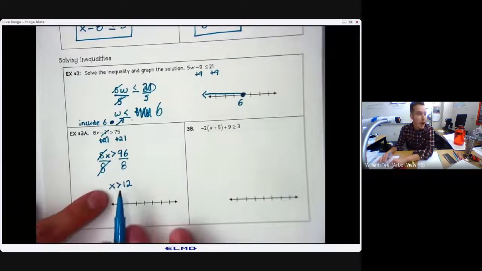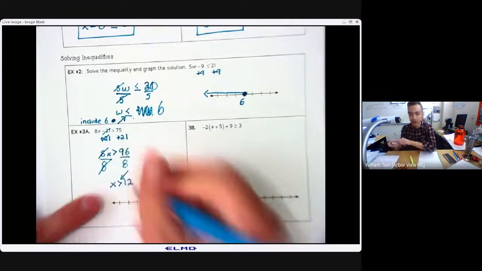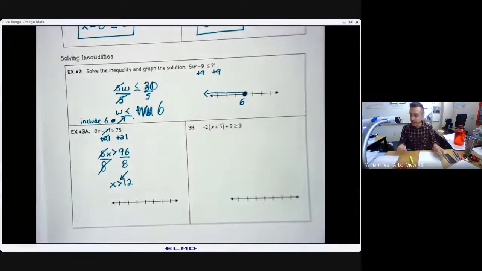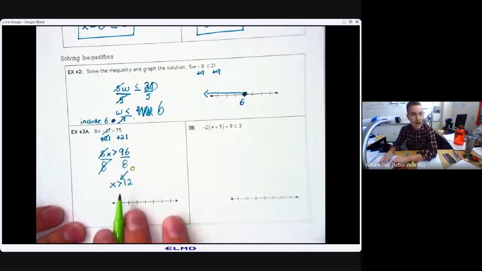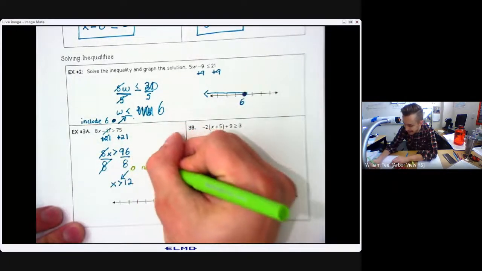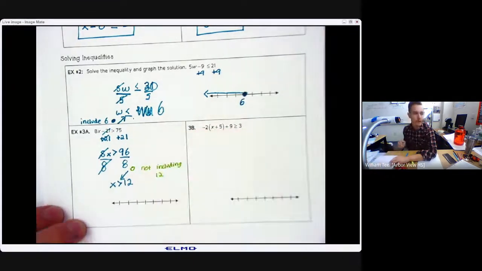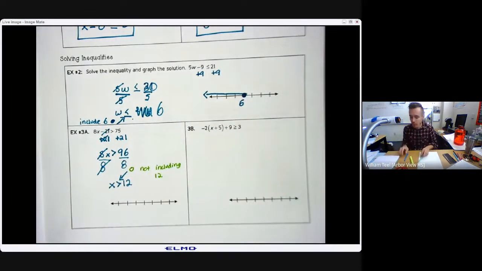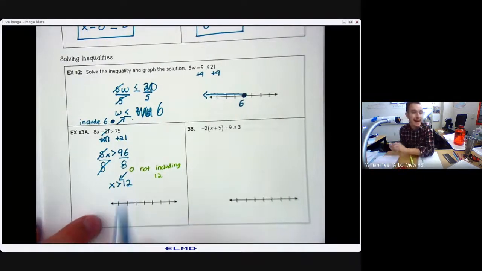The first thing I always look at when I'm graphing is what does my inequality look like, okay? My inequality does not have an equal sign underneath of it. So that means I'm going to have an open dot because we are not including 12. Okay? So if you had the equal sign, that means we would have a solid dot, but since we don't have the equal sign down here, that means we are just going to leave an open dot at 12.